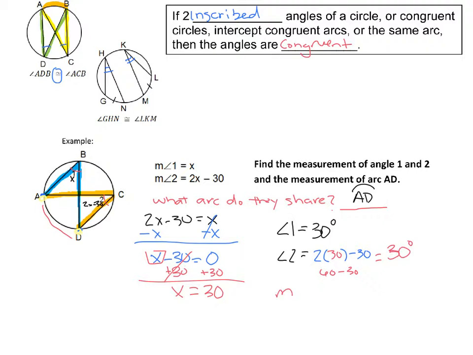And therefore, now the measurement of arc AD. Well, we know that the measurement of the arc is going to be double it. So simply it would be 2 times 30. So that means the arc is 60 degrees.